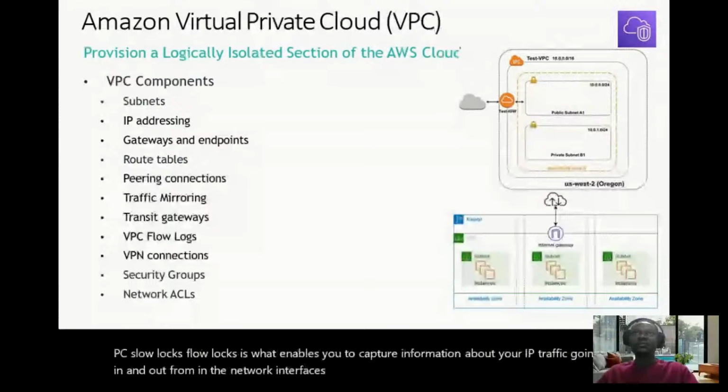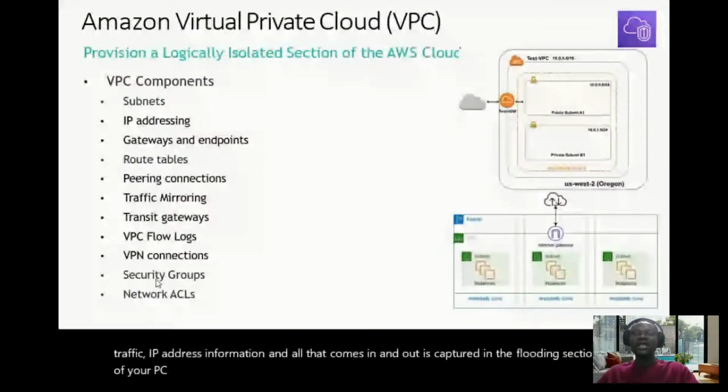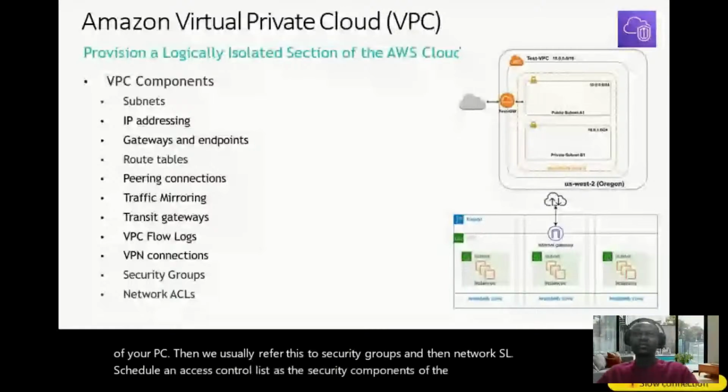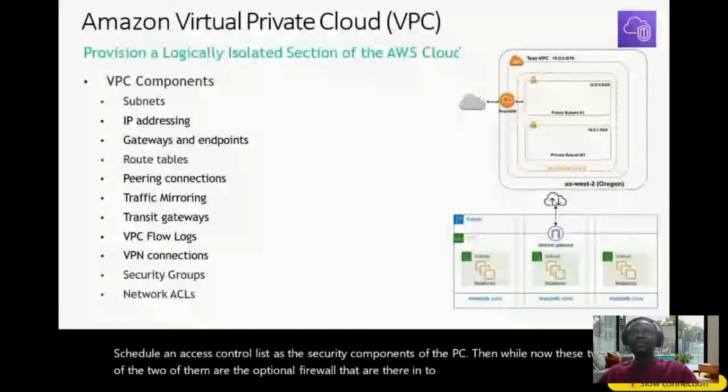Then we usually refer to security groups and network ACL, network access control list, as the security components of a VPC. The two of them are firewalls that are there to protect and regulate the inbound and outbound traffic to your resources. While security groups work at the resource level, network access control lists work at the subnet level.